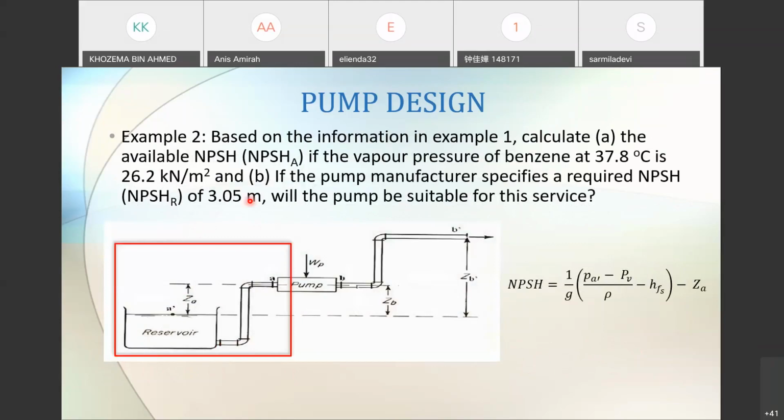So let's look at an example. Example 2. Based on the information in example 1, calculate A, the available NPSH. So we want to calculate the value of NPSH-A if the vapor pressure of benzene at 37.8 degrees Celsius is 26.2 kilonewton per meter squared, and B, if the pump manufacturers specify a required NPSH-R of 3.05 meters, will the pump be suitable for this service?